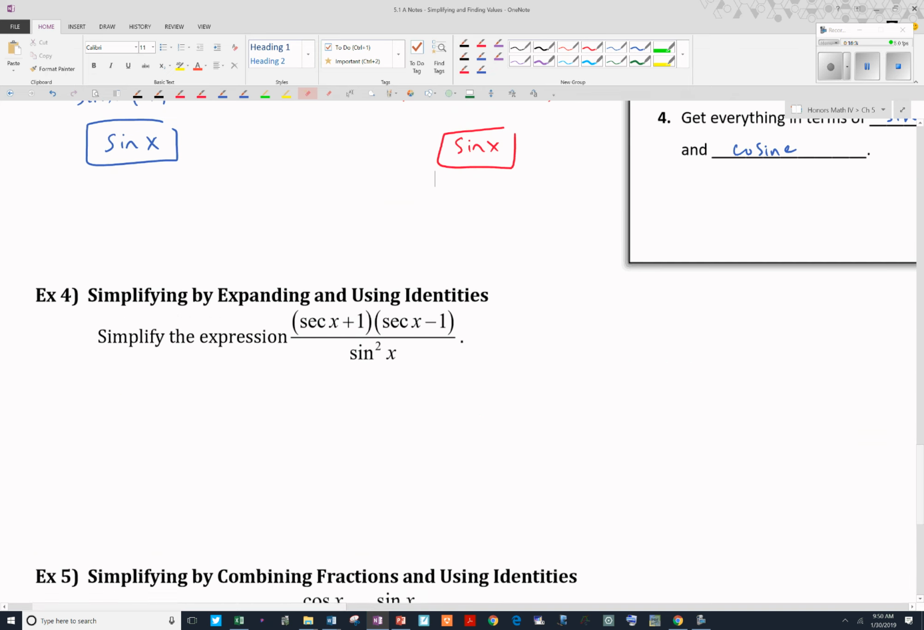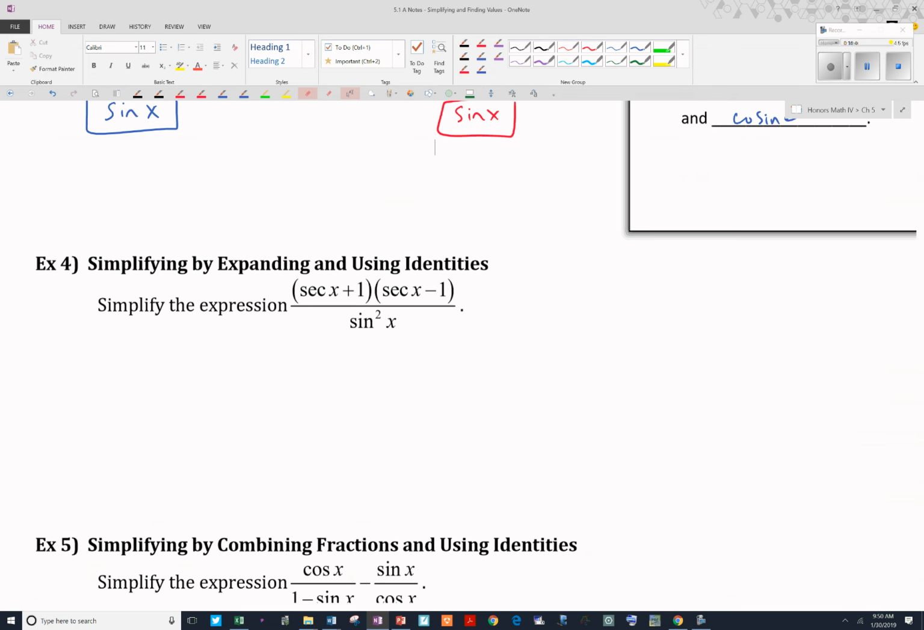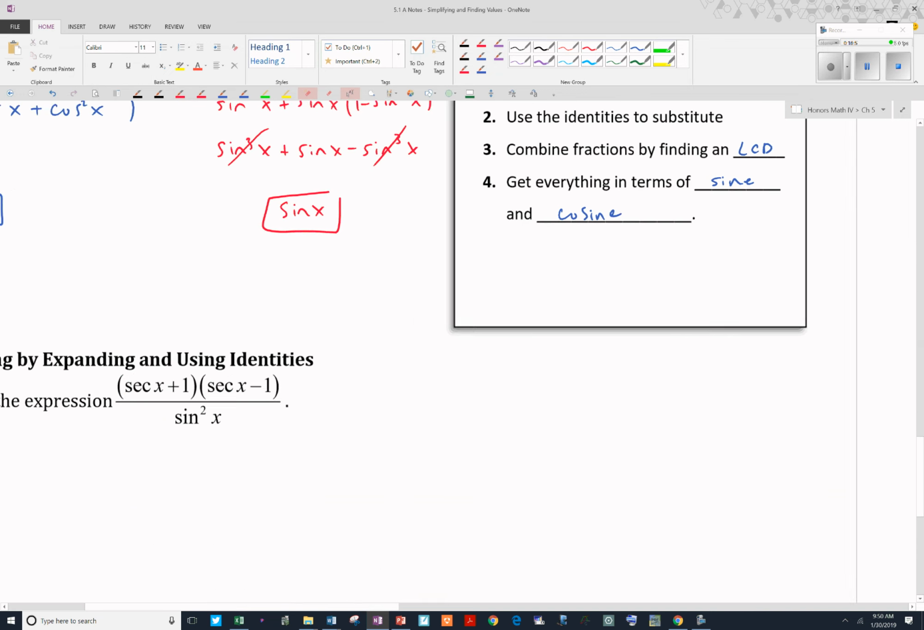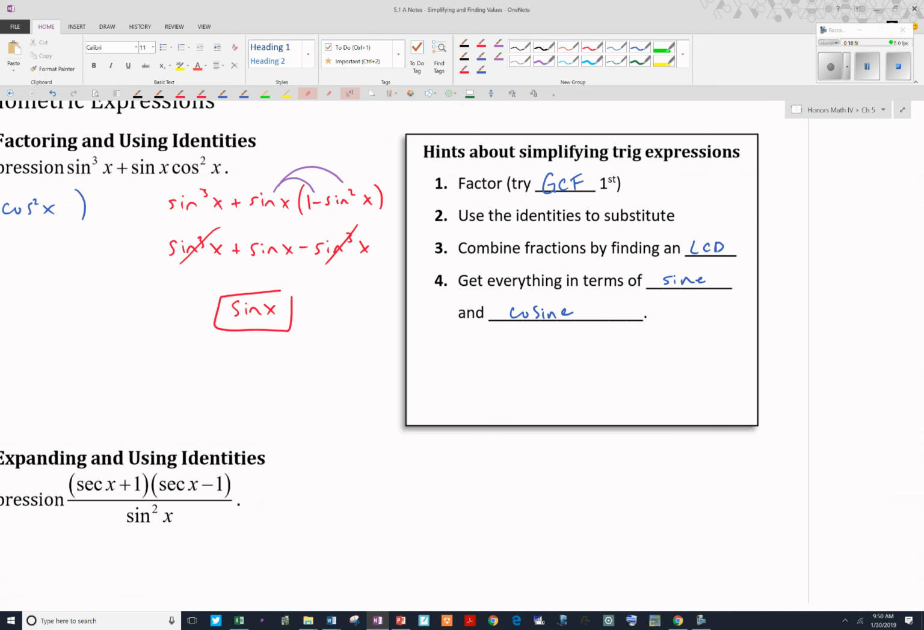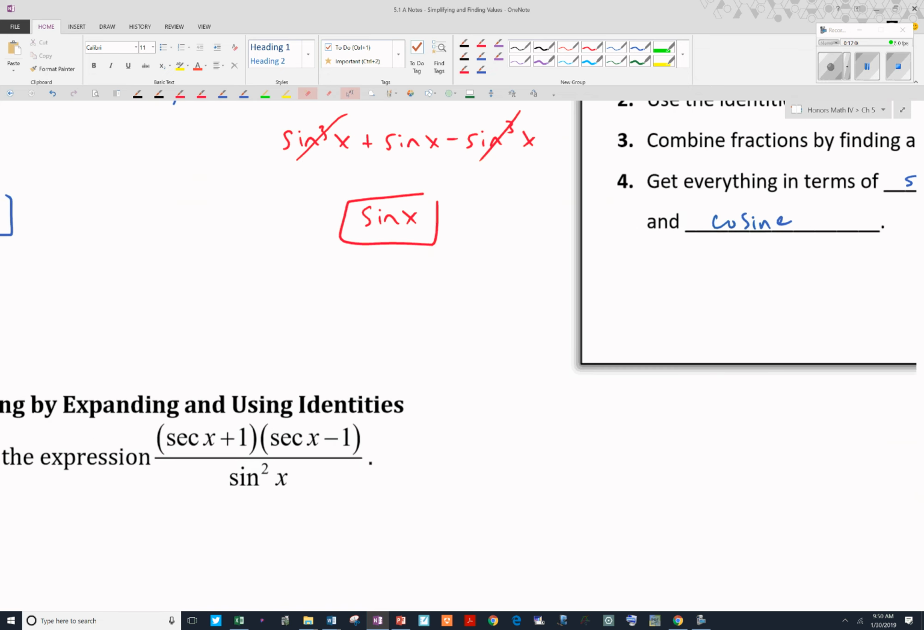All right, example 4. Before we get things in terms of sine and cosine, I put that hint up there, but notice how it's not the first hint, because changing this to 1 over cosine and changing this to 1 over cosine, I don't think is going to get us anywhere to start with here. And I don't think I have this up here. But another good thing to know is, and I'm not going to put it as a hint, but you might just have to do some algebra.